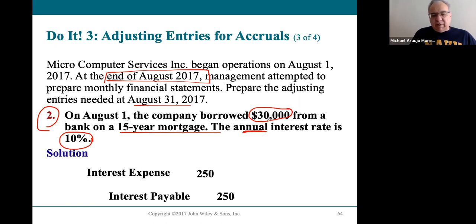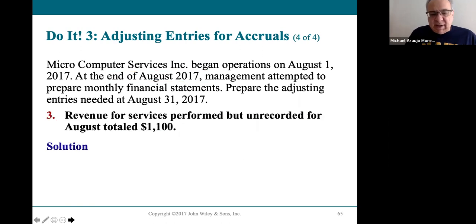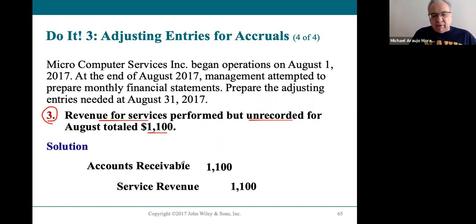A lot of people in past classes, this is where they kind of skip a little bit. The third one should be the easiest one because they simply forgot to record their revenue. They earned $1,100 in August. They never wrote it down, so they have to set up a receivable. Basically, they got to bill the client for $1,100 and put that money in their revenue because it has to show up on the income statement.